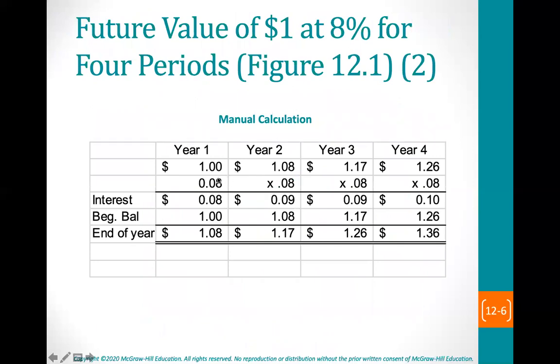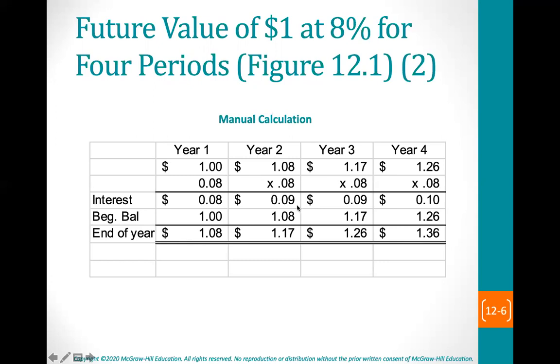We had $1. Interest is 8%, so at the end of the first year, we earn 8 cents interest. Our beginning balance of $1 plus the interest is $1.08. Now we compound it and calculate the interest on the $1.08 balance. $1.08 times 8% is 9 cents interest. 9 cents plus the beginning balance of $1.08 is $1.17. Carry the $1.17 forward to year 3. $1.17 times 8% interest is 9 cents. 9 cents plus $1.17 is $1.26. $1.26 carried forward times 8% is 10 cents. 10 cents plus $1.26 is $1.36.